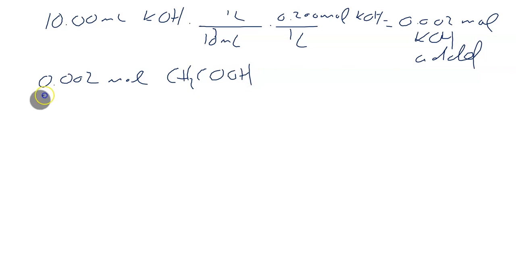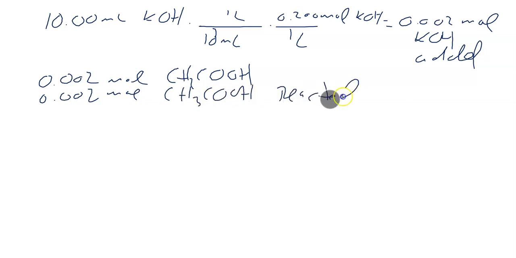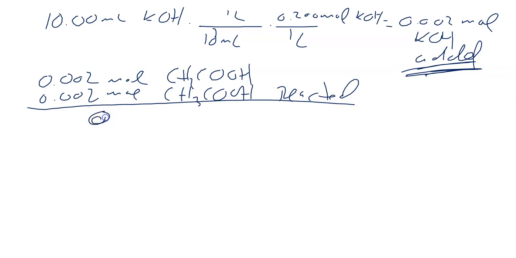And then I added enough to react with 0.002 moles of CH3COOH. It's a 1-to-1 ratio. So I have none left over. I've completely neutralized or quenched or reacted all of my acetic acid. What is in my beaker now? All of these moles of acetic acid turned into moles of potassium acetate. So I have a beaker of potassium and acetate.